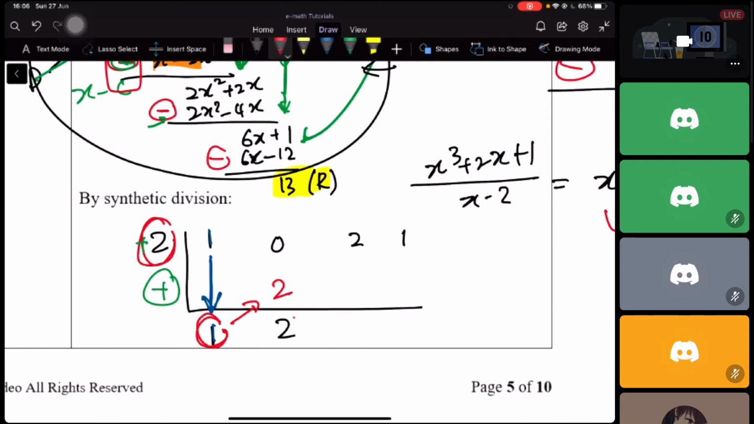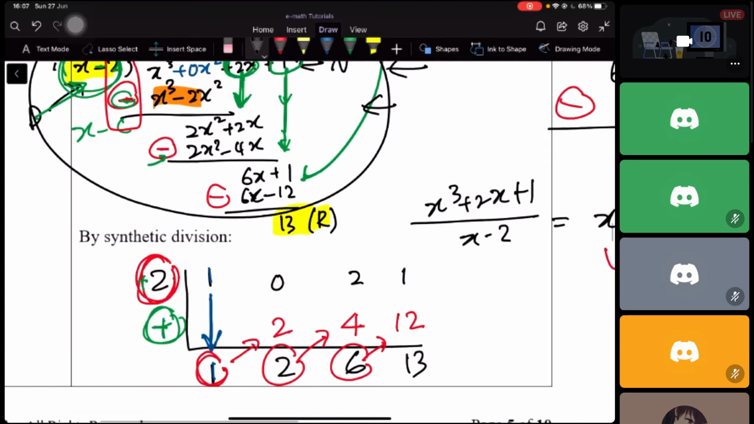Okay? 2 times 2 is 4. Okay? Then 2 plus 4 is 6. Okay? Then 6 times 2 is 12. 1 plus 12 is 13.